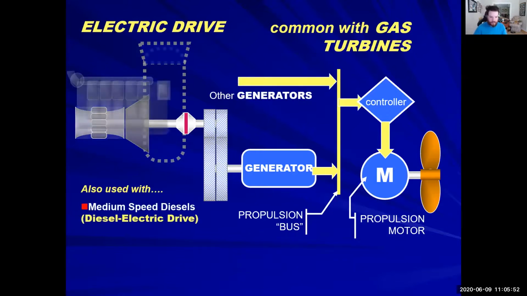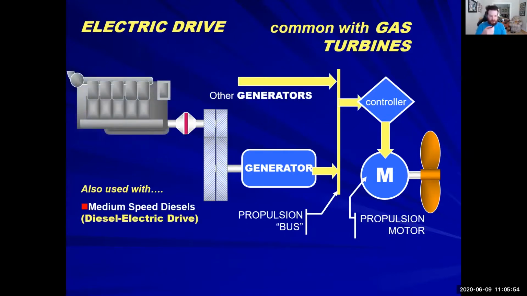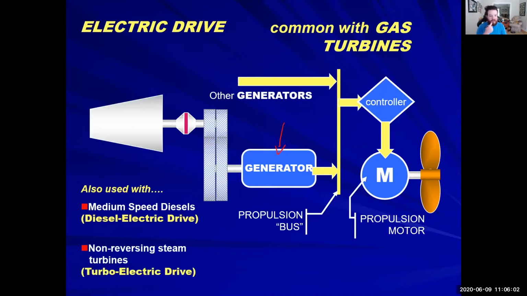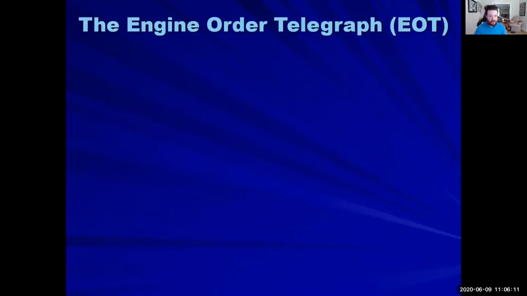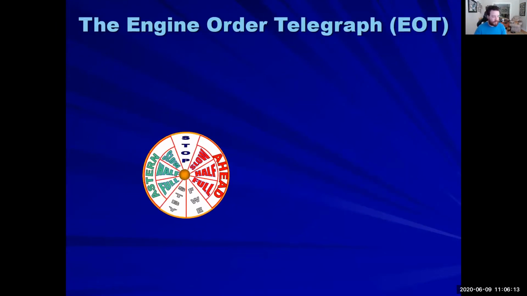So you can use them in jet turbines. You can use them in medium speed diesels where you want to put some torque out so you can create your generators. You can use them for steam systems that we've been doing to create an electric drive, but you're using steam to create the power instead of a diesel engine.